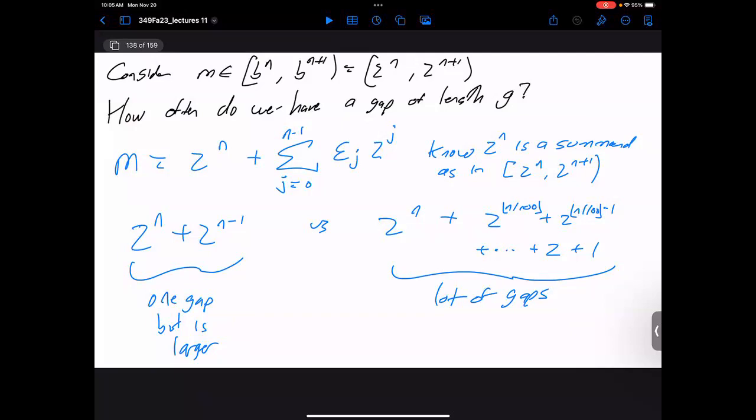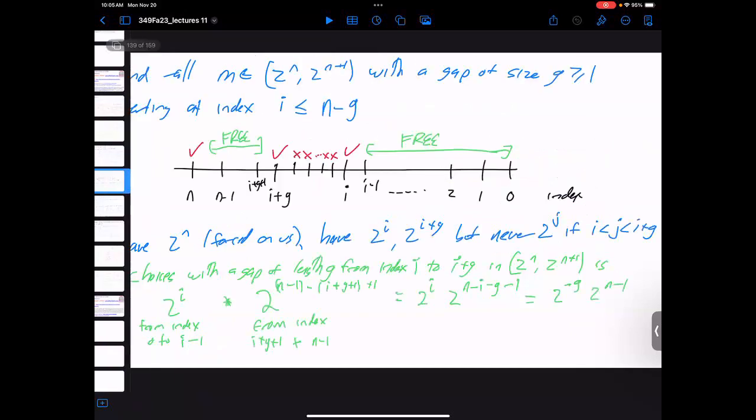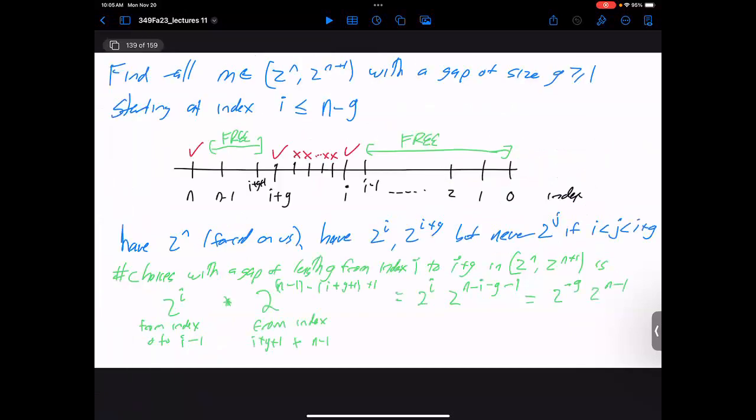And the way we measure gaps is how many indices are there between an index that we have and the next index that we have. So if we have index 4 and index 9 and nothing in between, we would have a gap of length 5. And so we drew a little picture. If we want a gap of length g starting at i, we have to have 2^i plus 2^(i+g), nothing in between. And that's what all the x's are denoting.